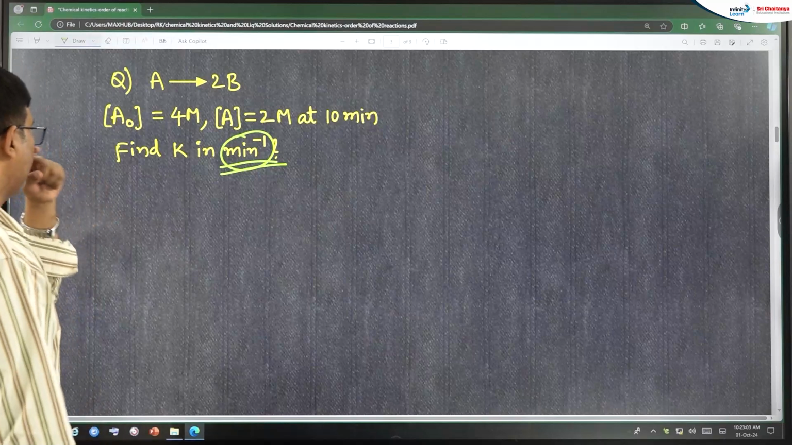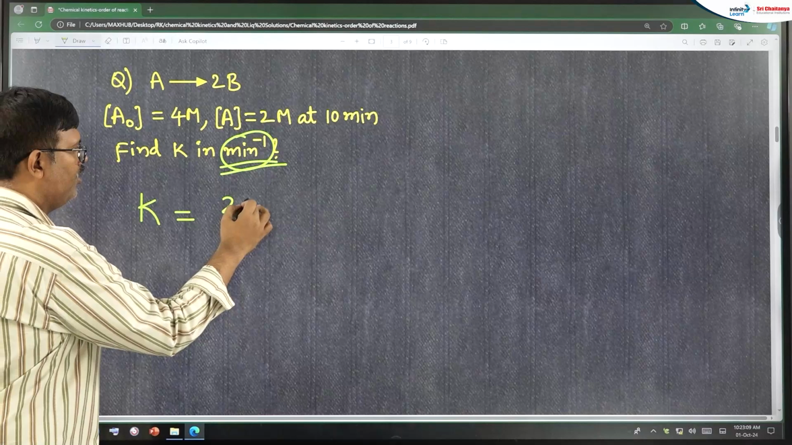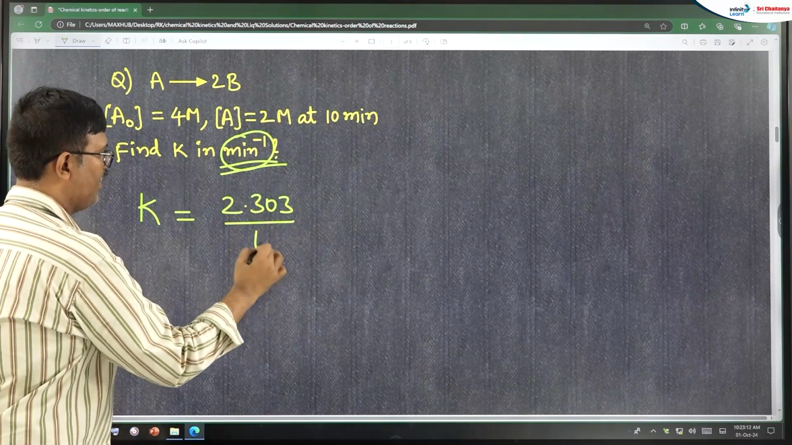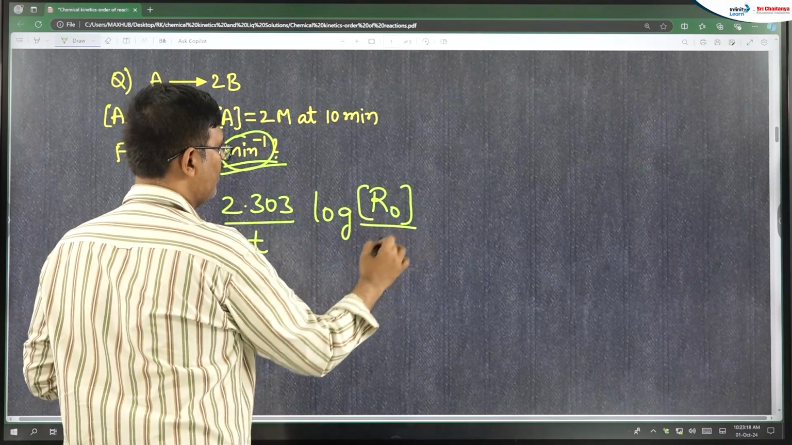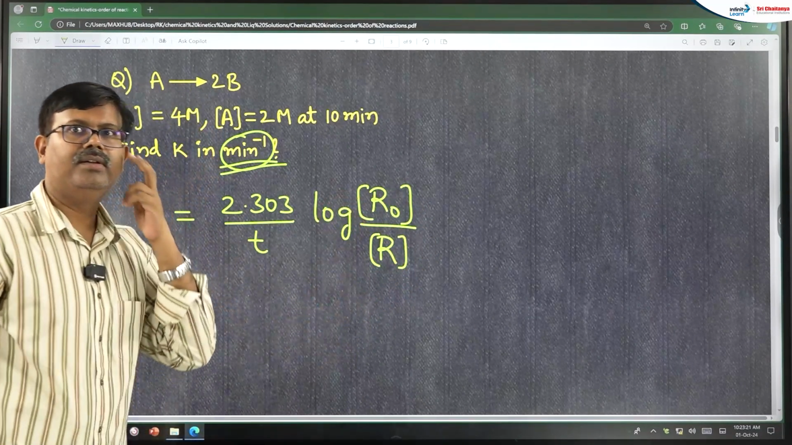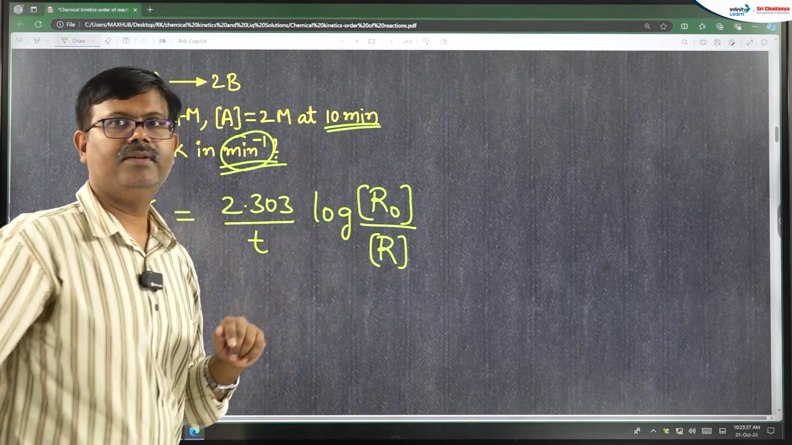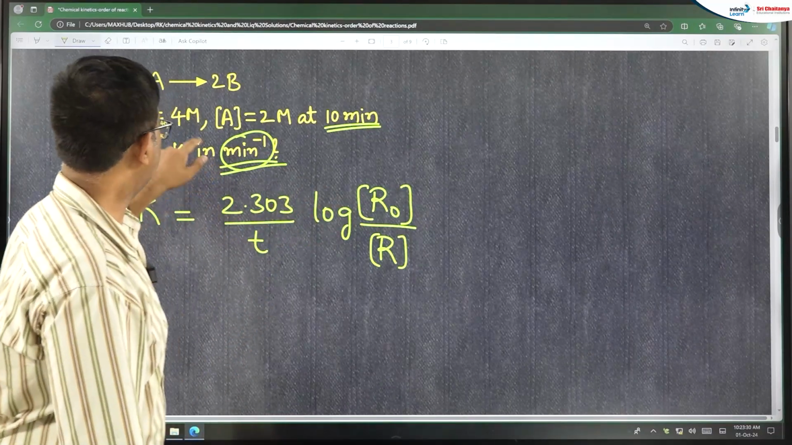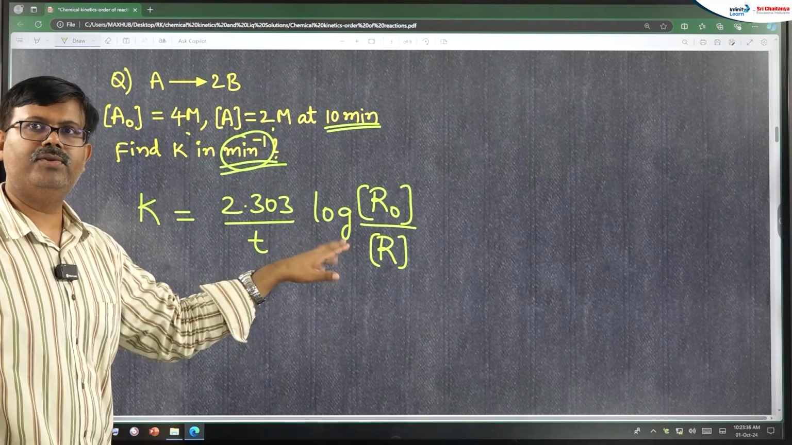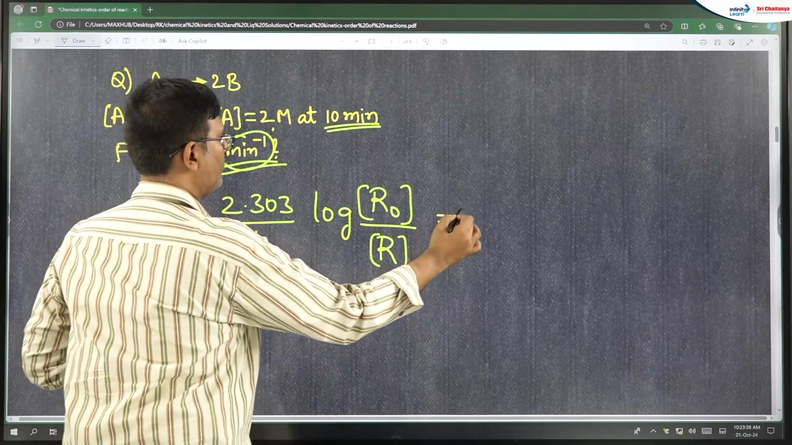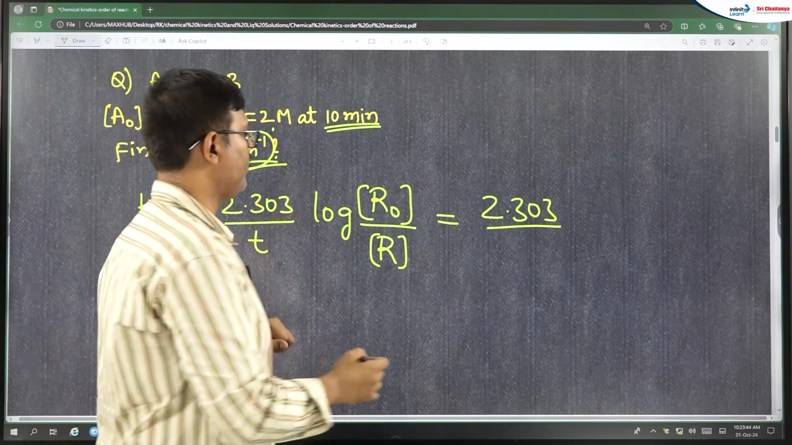Understand that. Okay. Now, how to find K of first order? What is the formula we know? 2.303 by time, log of initial concentration of reactant by final concentration. Now, is time given in the question? Yes, 10 minutes. Initial concentration? Yes, 4. Final concentration? 2. All are known. So, let's substitute that. 2.303 by time, which is 10 minutes.